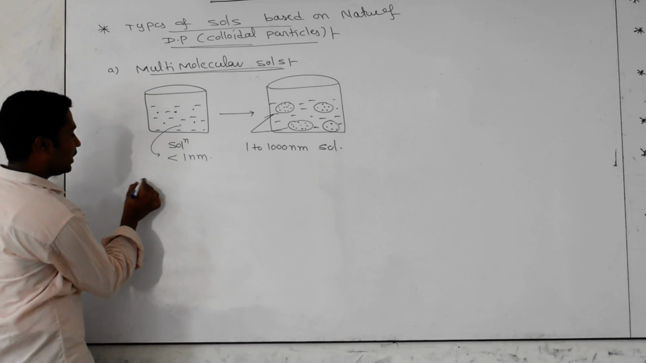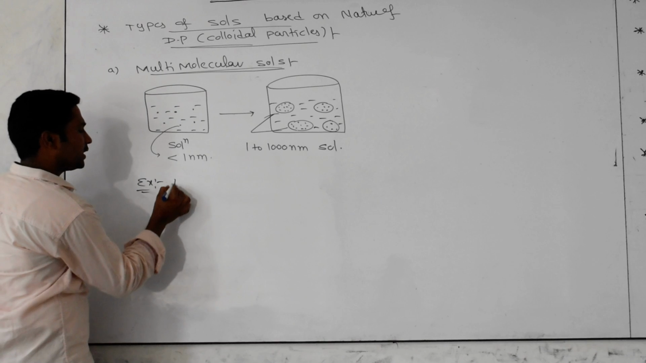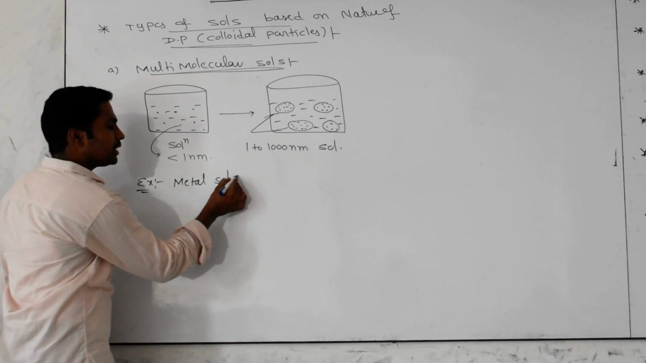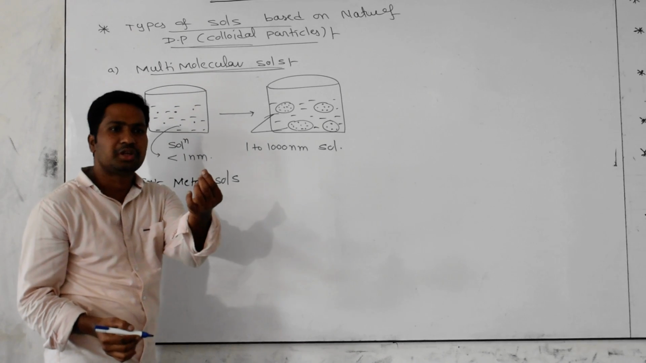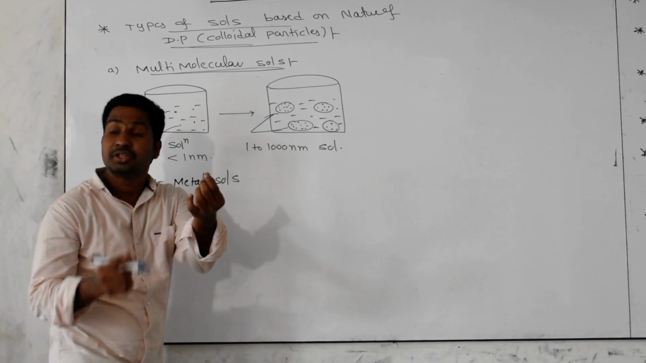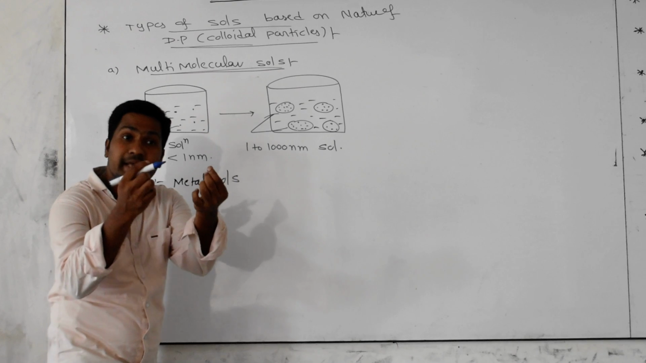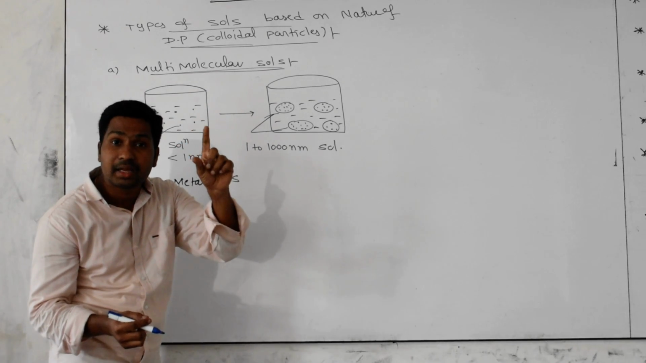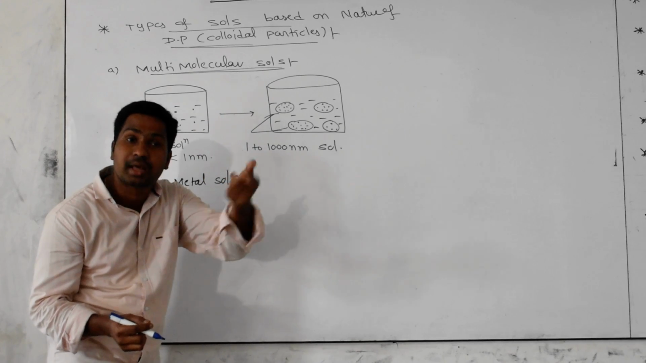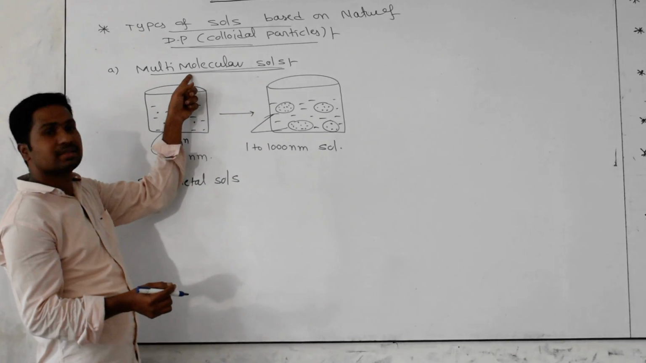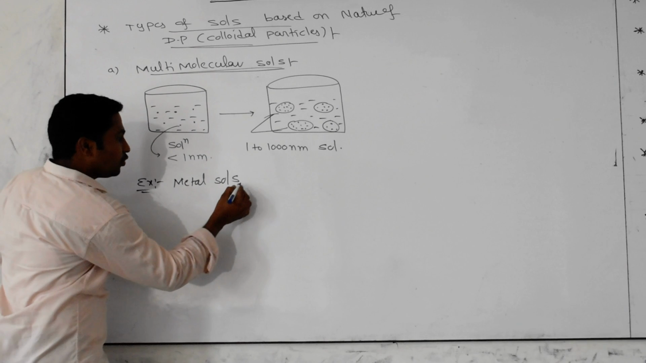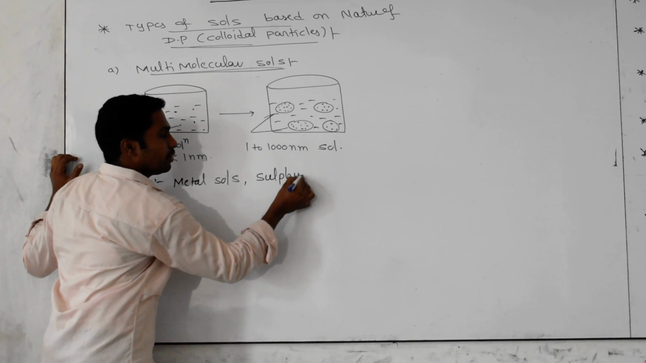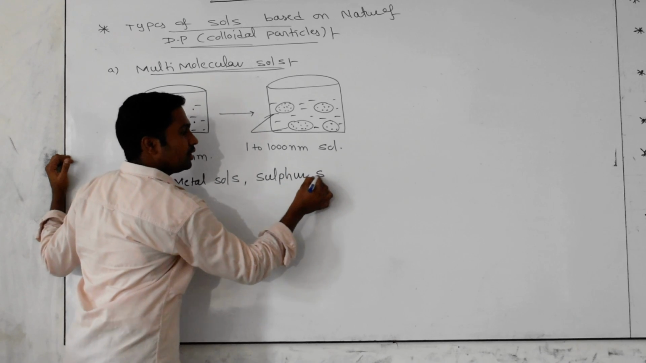For example, I can give all metal sols. In a metal sol, what happens? Metal atoms are there, of very small size. Many such metal atoms aggregate together, becoming a colloidal particle. Anyway, a colloidal particle is formed by the combination of so many smaller atoms. That's what it is called. Yes, I will tell you one more thing: sulfur sol. The best example for a multimolecular sol is sulfur sol.